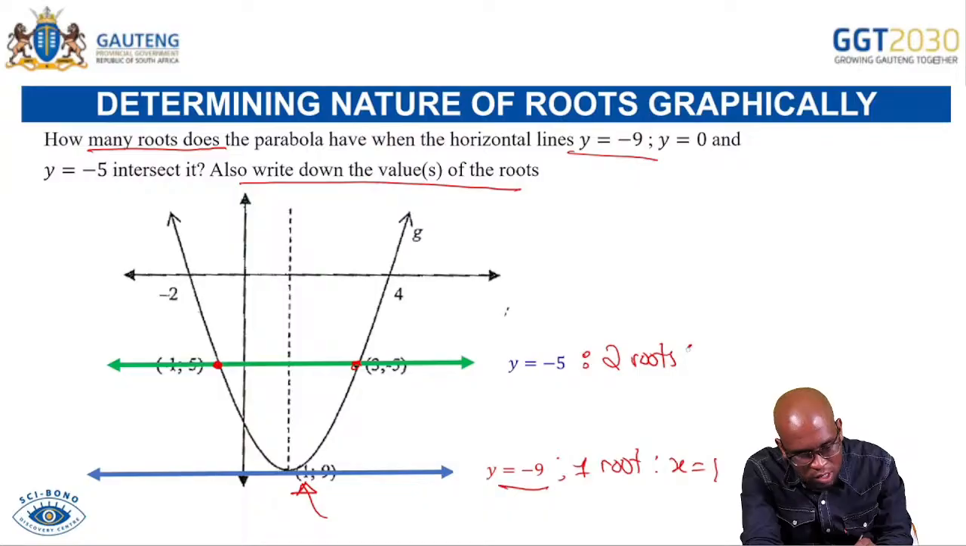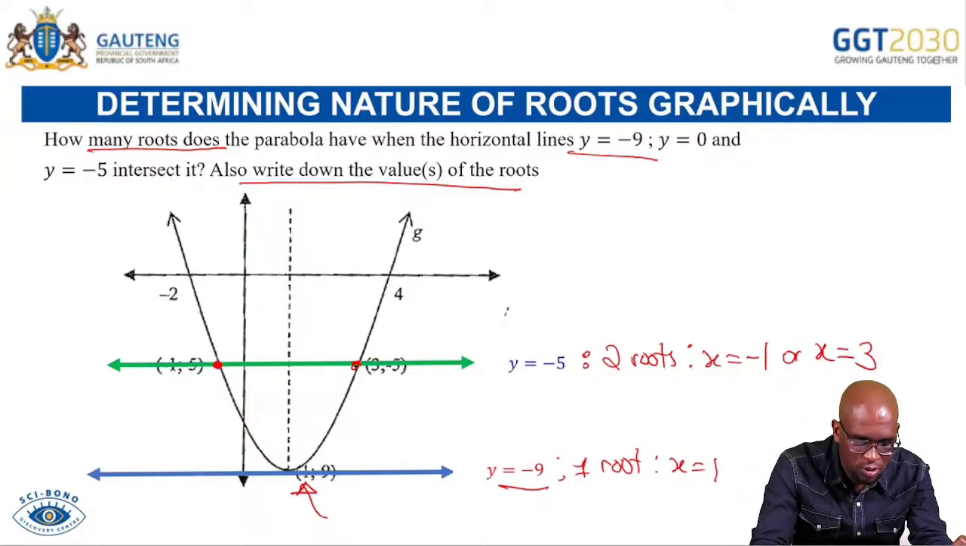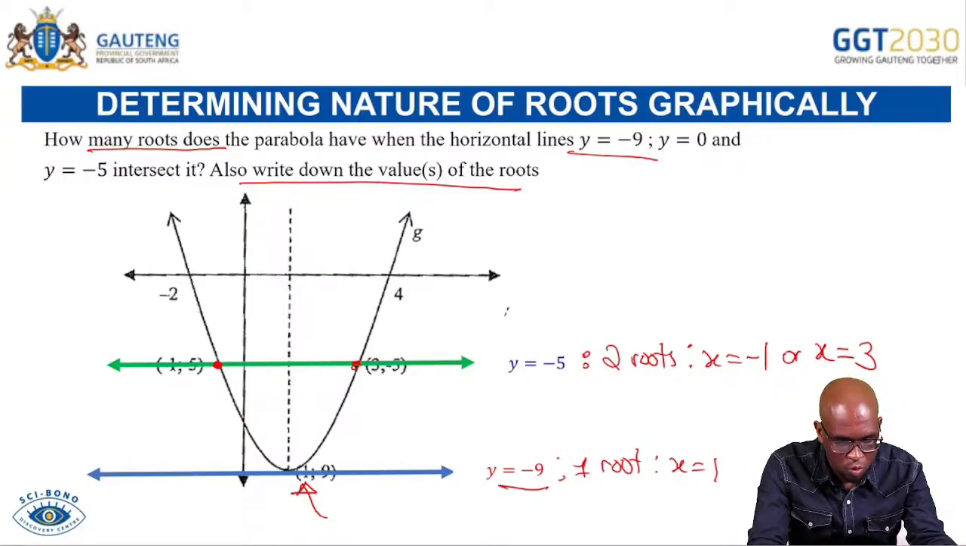2 roots. What are they? X is equal to -1 or x is equal to 3. So those are the 2 roots when y is equal to -5.